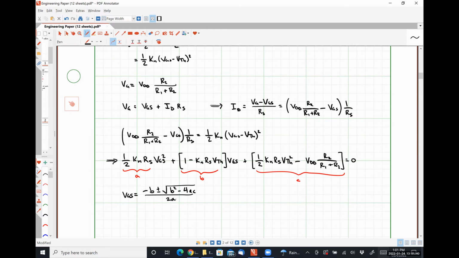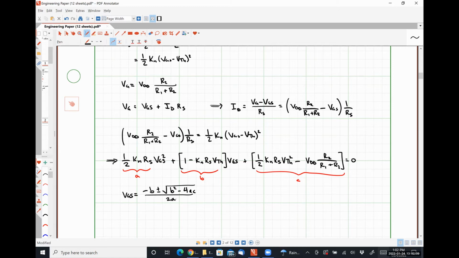C, hit or miss, okay? What's going to happen is that the negative solution of this guy is effectively always going to give us a negative value for VGS. What's wrong with that? Have our circuit operating opposite.